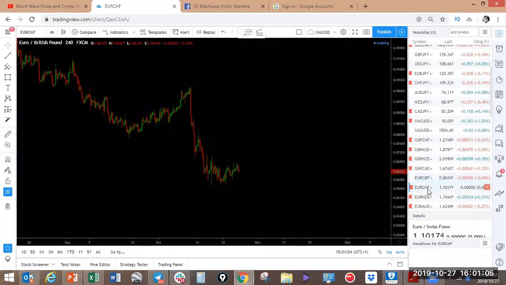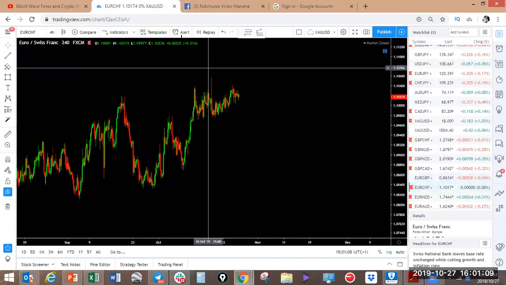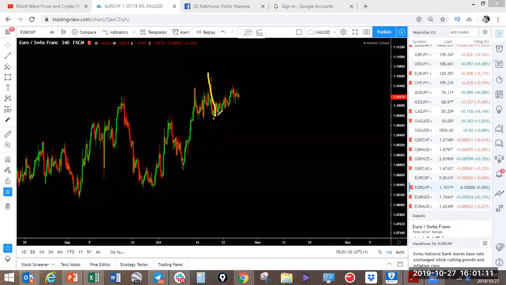Let's run through the rest of the euros, euro pairs. Now EUROCHF, this is a pulsing move to the downside. This is correcting here. It should come back down.